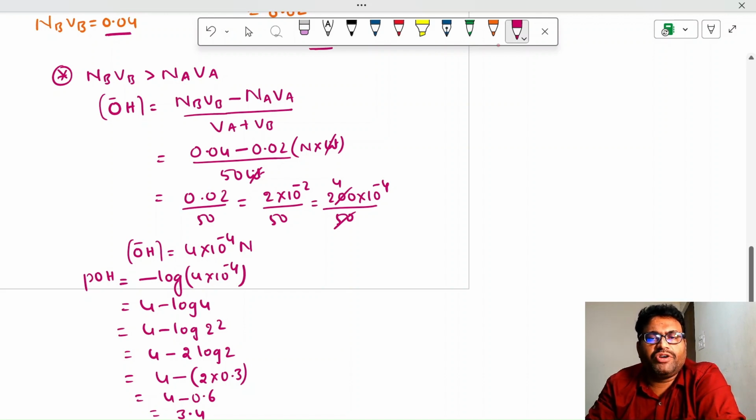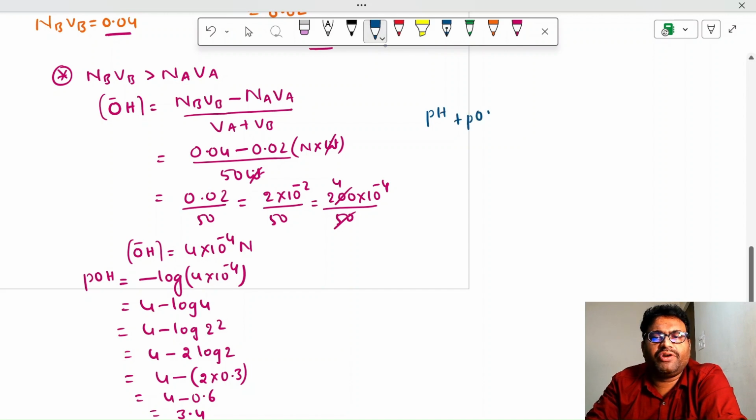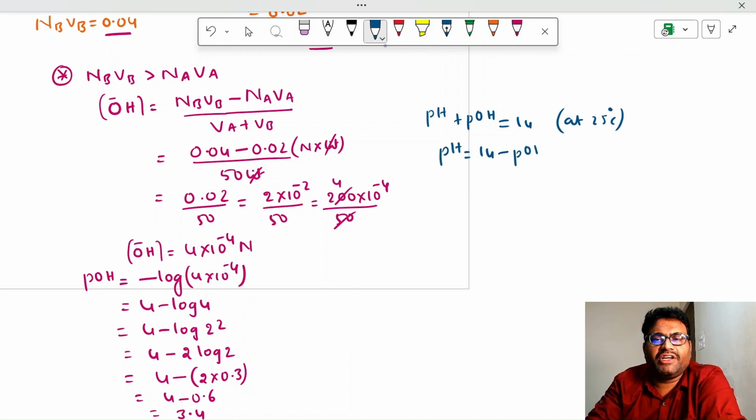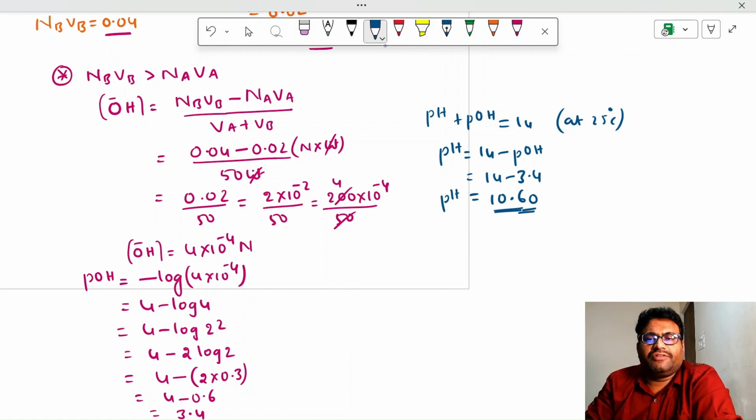So pOH we got as 3.4, and we know that pH plus pOH is equal to 14. This is at 25 degrees centigrade. When temperature is not mentioned, we have to take this. Then pH is equal to 14 minus pOH, which is 14 minus 3.4, that is equal to 10.6. So the answer is pH is equal to 10.60. Understood?